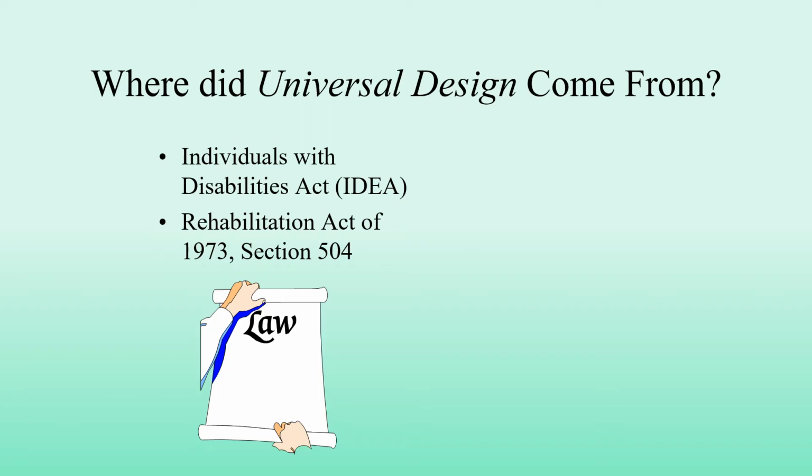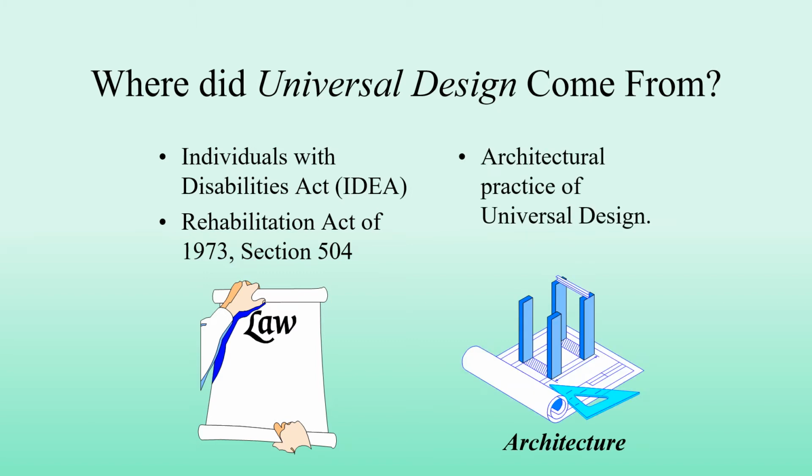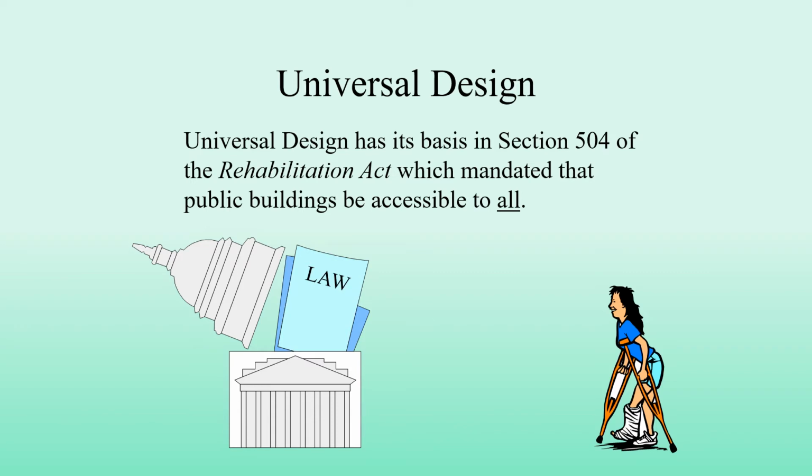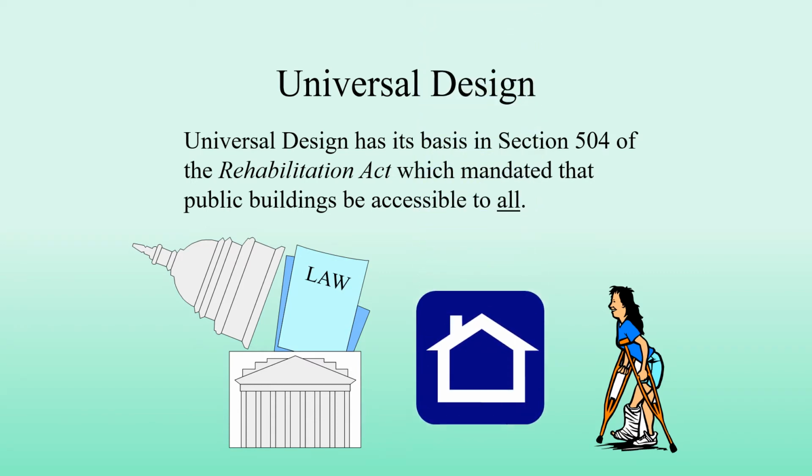Before we consider universal design as applied to learning, let's first start by looking at universal design. Where did this come from and when did it start? Well, we find that universal design has its roots in law in this country. And we find that it was practiced heavily in the area of architecture. In Section 504 of the Rehabilitation Act, it was mandated that all public buildings be accessible to all people who might come into that building.